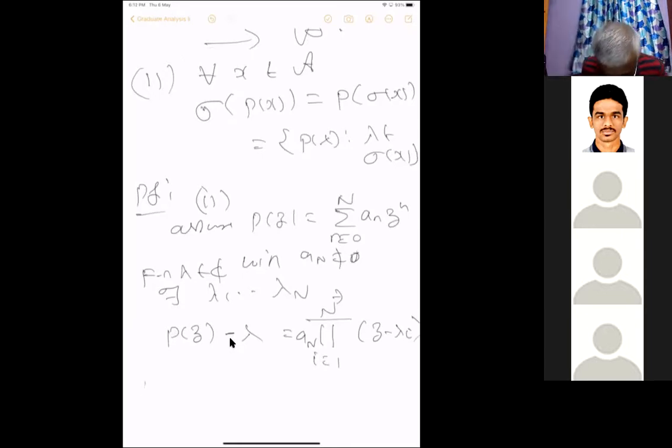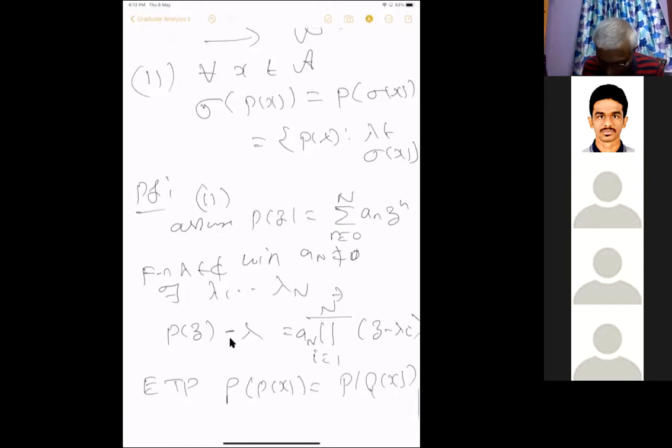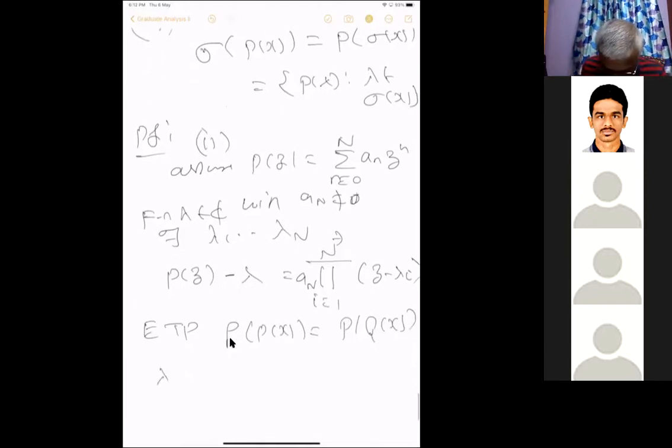It's enough to prove rho of p(x) equals p of rho of x. Okay, it's enough to prove this for the complements. So if lambda is in rho of p(x), one is rho, the other one is p. Okay, p of rho of x equal to rho.